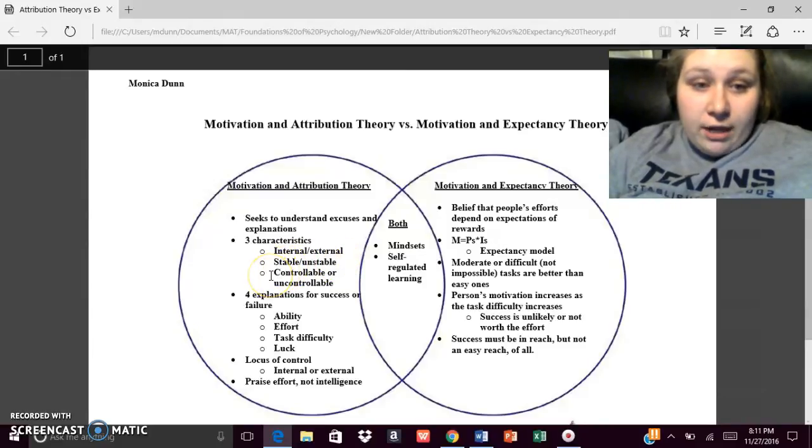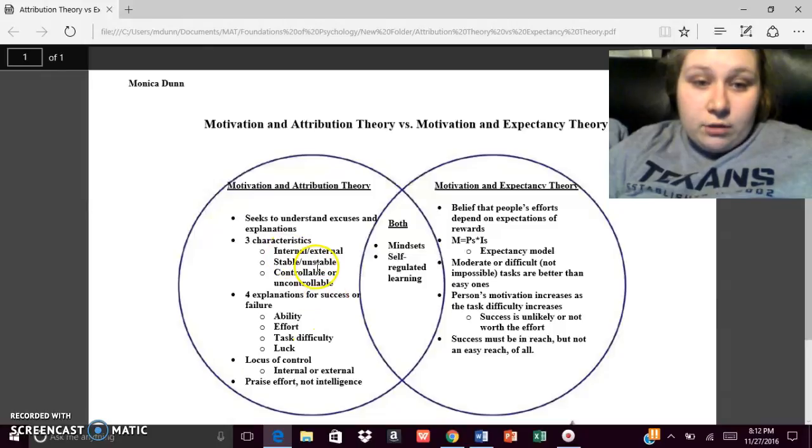And then this third characteristic is controllable or uncontrollable, such as it's controllable on whether or not you studied. If you did not study, you were in control of that. Uncontrollable would be you broke a leg and you were in the hospital for a couple of days and you didn't know about an assignment. Now, there are four explanations for success or failure, and they are ability, effort, task difficulty, or luck.